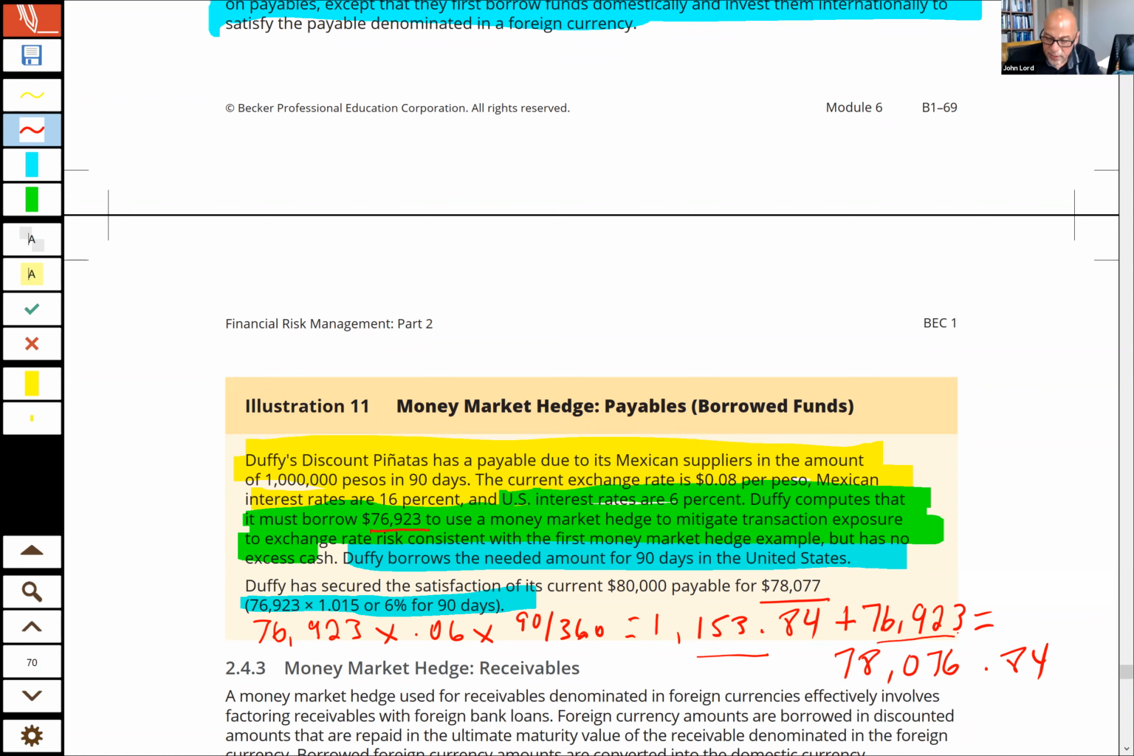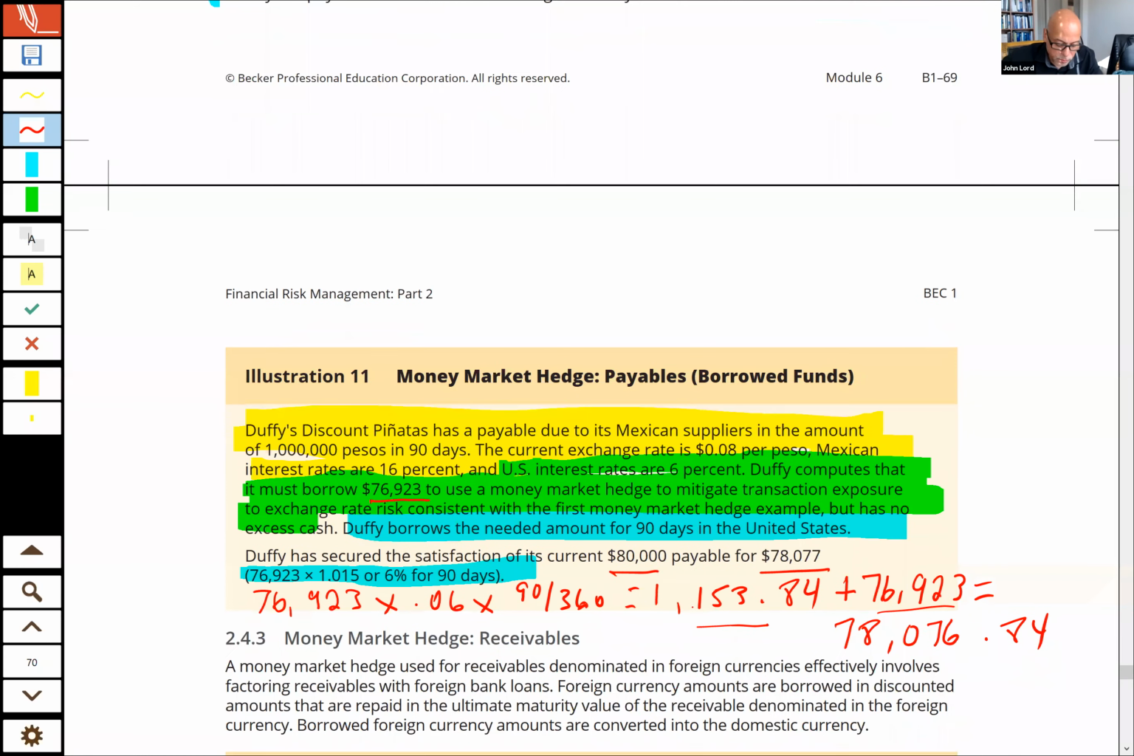Of course, you had to pay this. If you had the cash, you would have had to pay the $76,923. Okay, they make it sound like the payable was absolutely $80,000. That's what they expected that it would be. Again, this doesn't necessarily turn out exactly the way they were anticipating. Okay, question.